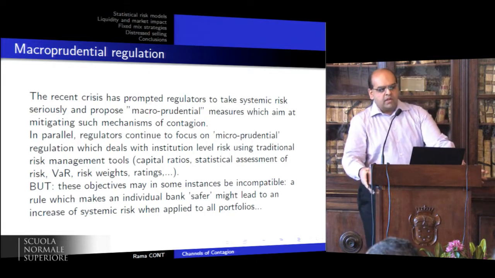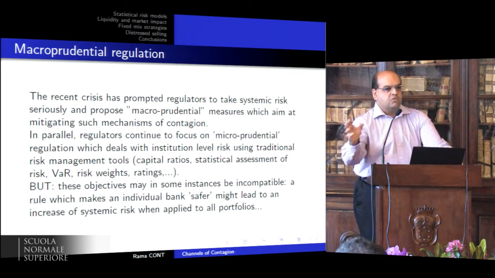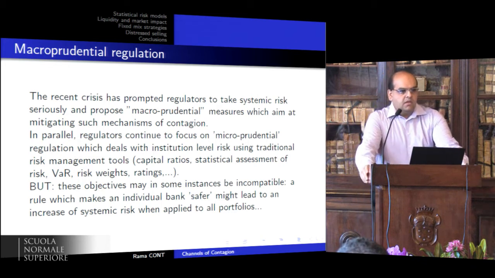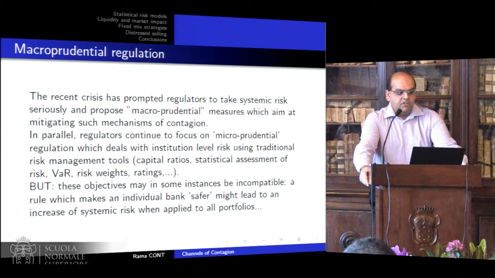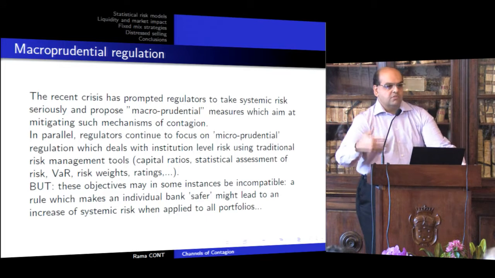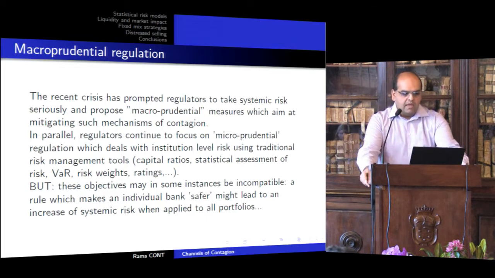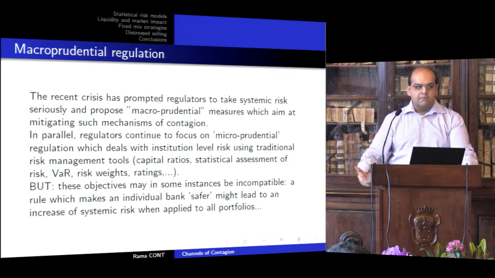And at the same time, regulators have not abandoned their traditional approach, which is microprudential, which is focused on the institution level risk. And sometimes, as I will try to show, these two objectives can be incompatible. So I will show examples in which a rule which can make an individual bank safer, at least on the surface, can lead to an increase in systemic risk when applied to all institutions as a regulatory requirement. So it's not always the case that you can simultaneously follow a macroprudential and a microprudential path and be coherent.